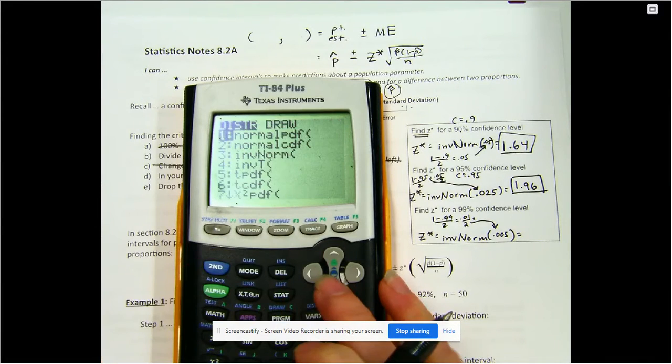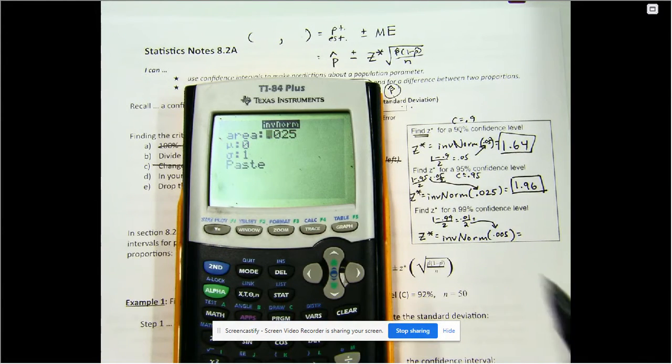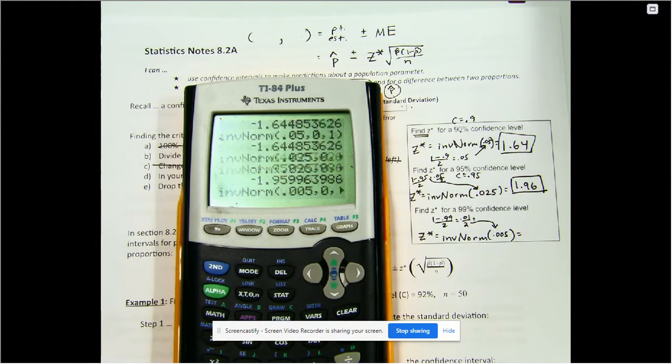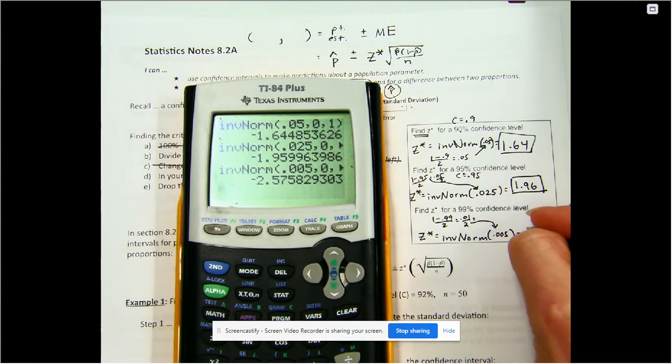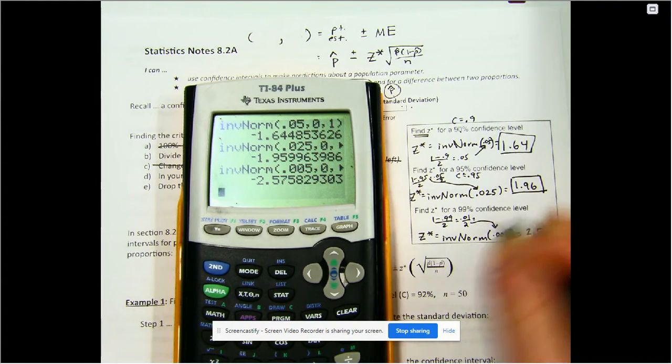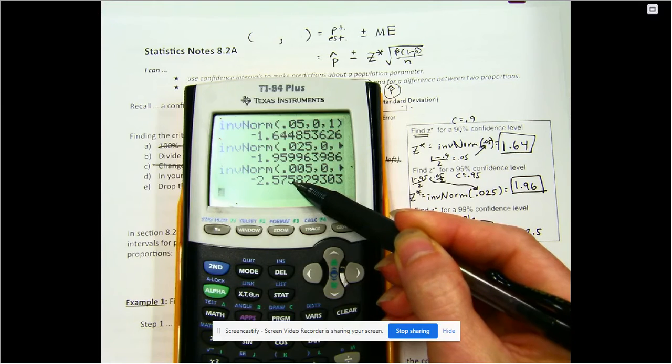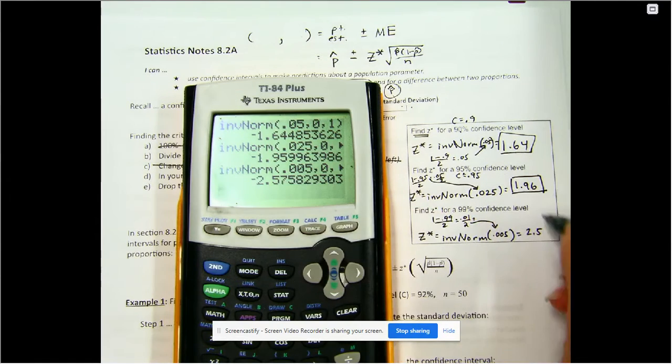Again, I'm going to go to second vars, inverse norm. We're going to go 0.005. And there we have 2.5. Now notice the thousandth place is a 5, so I'm going to round this up to an 8.